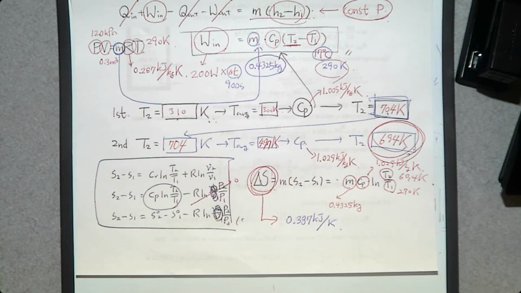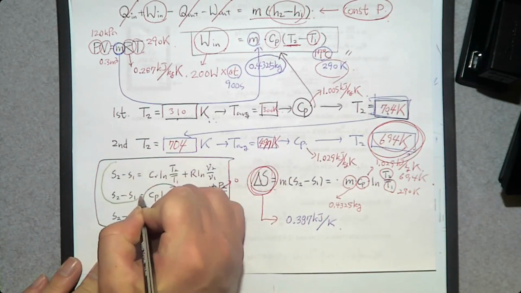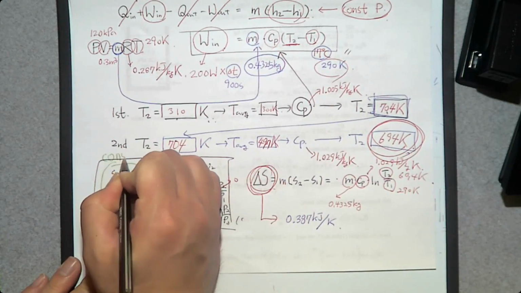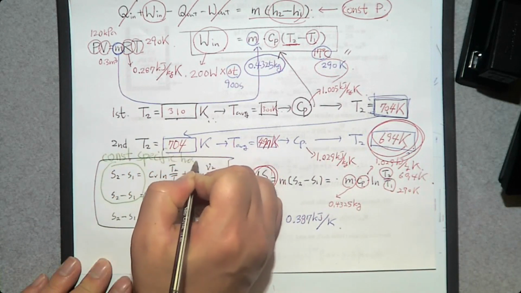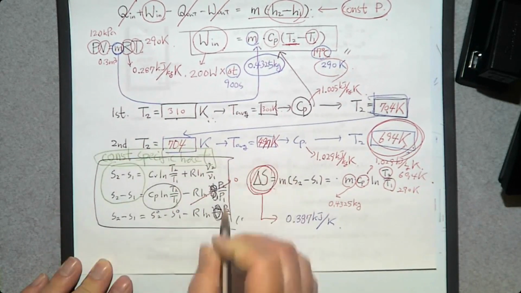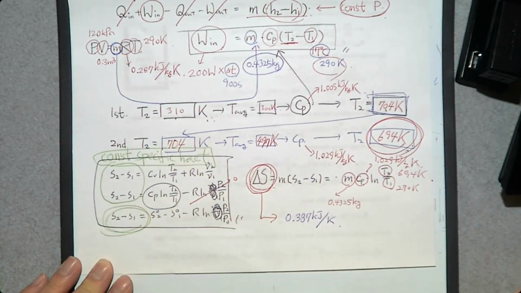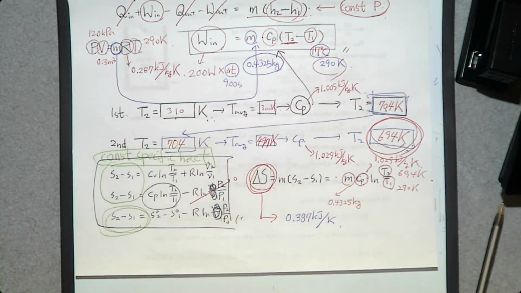So we got that equation from the first two. These two are when we assume constant specific heat. If we cannot assume constant specific heat, this is the equation. So the second part of the problem is going to be, please calculate the change in entropy assuming variable specific heat. So we are going to use this last equation.